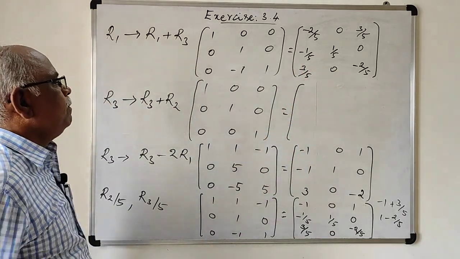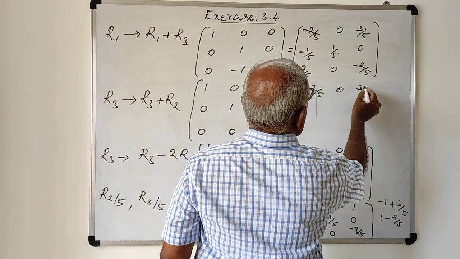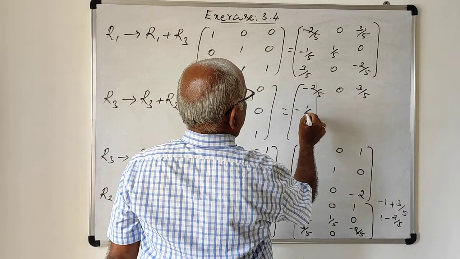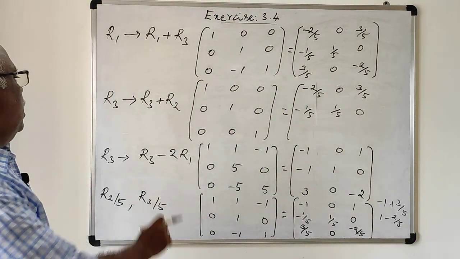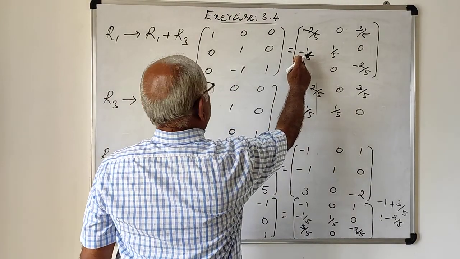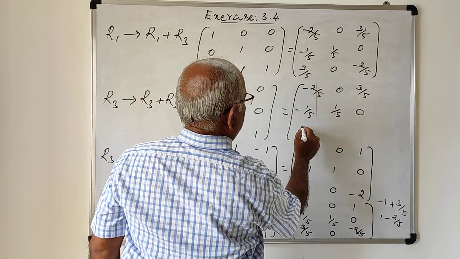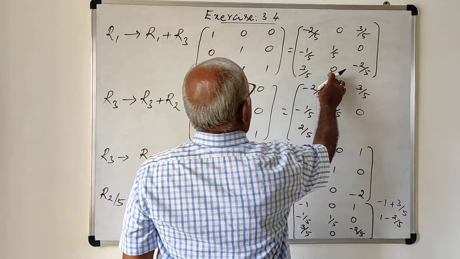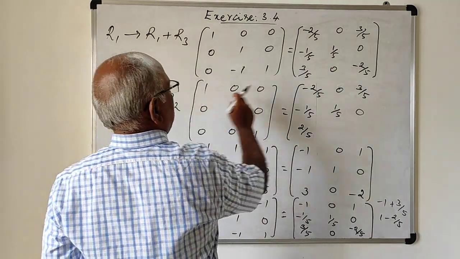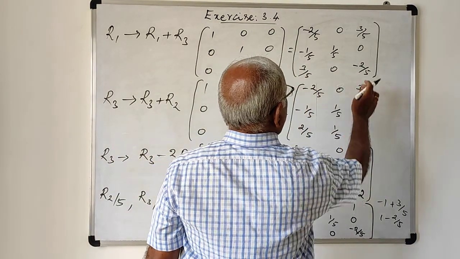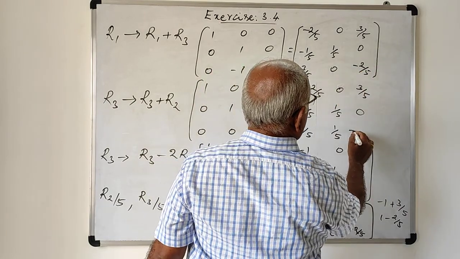Similar operation on the right hand side: minus 2 by 5, 0, 3 by 5. Minus 1 by 5, 1 by 5, 0. Next, R3 plus R2: 3 by 5 minus 1 by 5 is 2 by 5. R3 plus R2: 0 plus 1 by 5, 1 by 5. And R3 plus R2: minus 2 by 5 plus 0, minus 2 by 5.